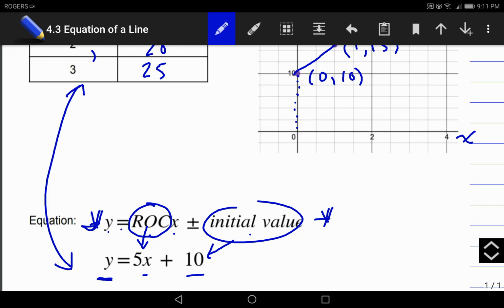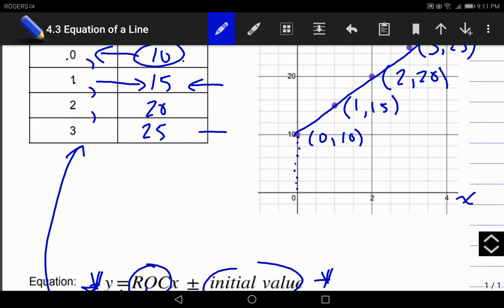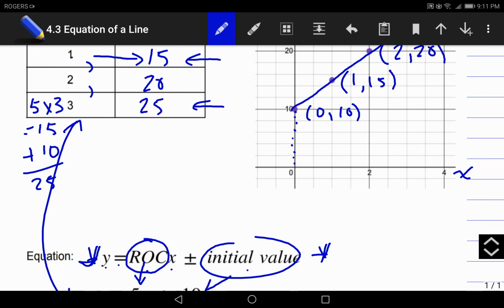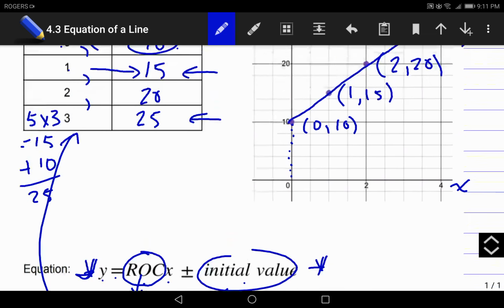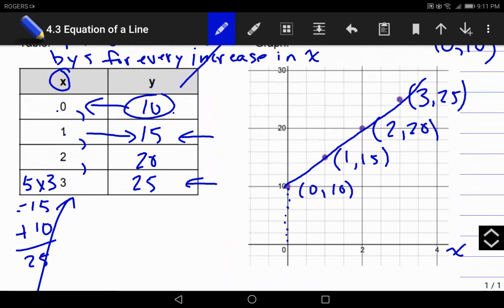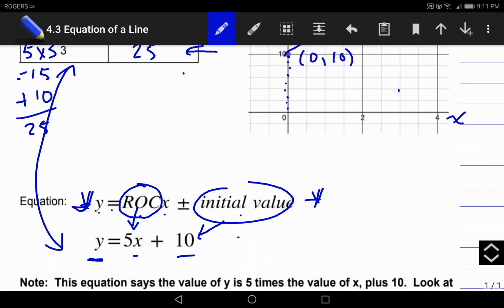It matches with this table, and we can try it even for 25. Let's try it for 25. So if my x is 3, do 5 times 3, which is 15, right? And then add 10, and you get 25. So you can see that there's this relationship between x and y, and we've described it in all three of these ways: a table, a graph, and an equation. And they all describe the exact same linear relationship. They're just different ways of describing it.